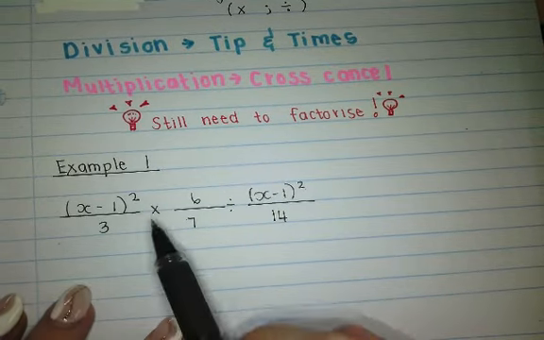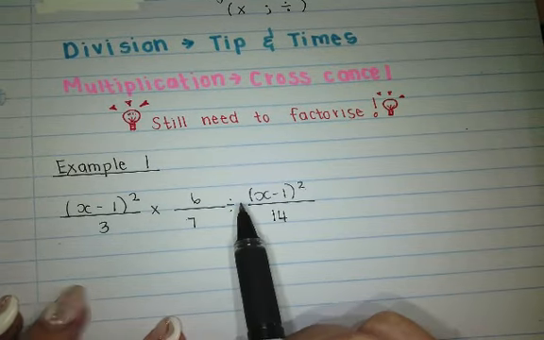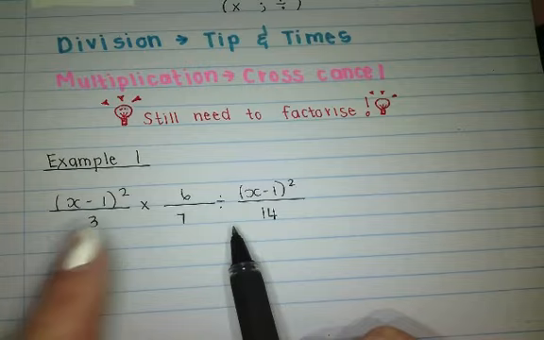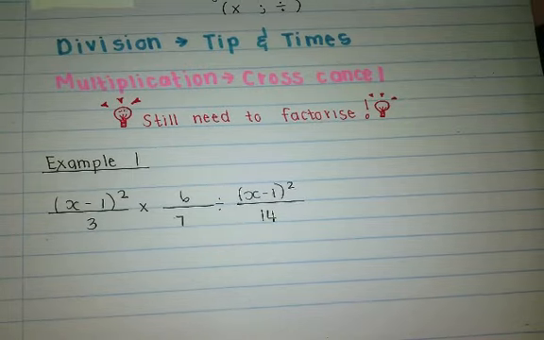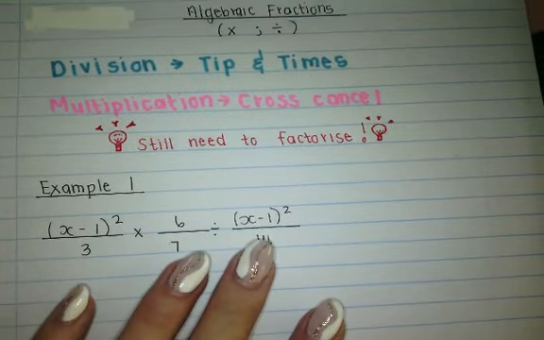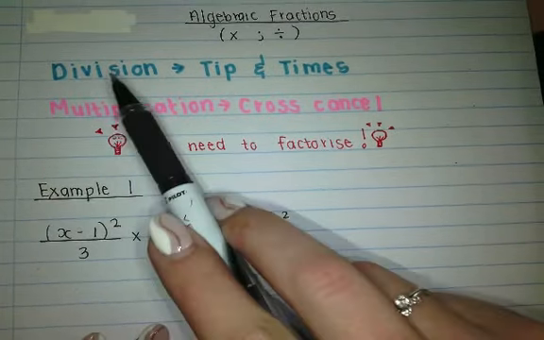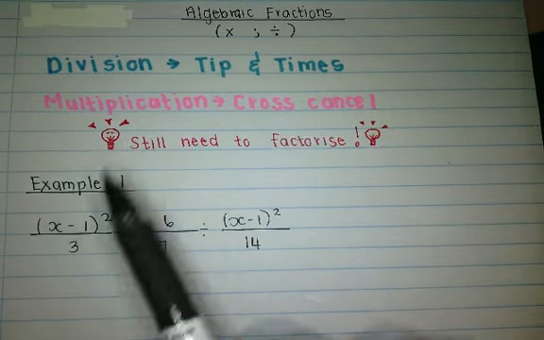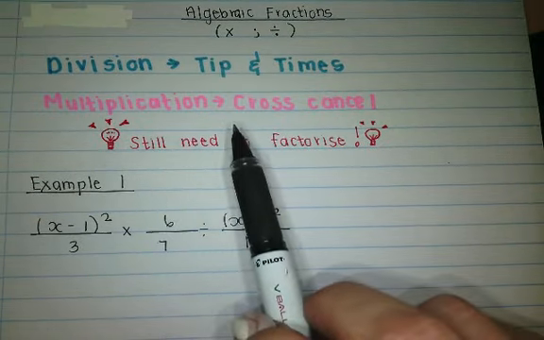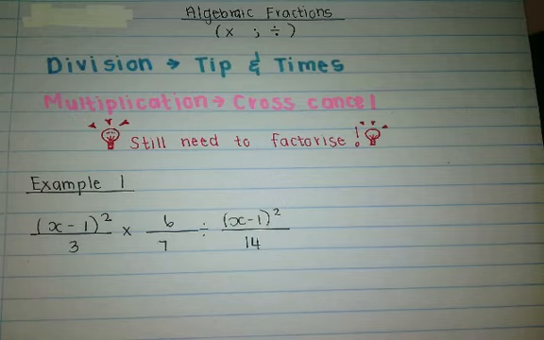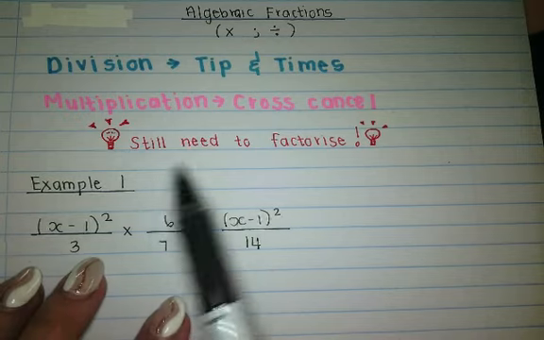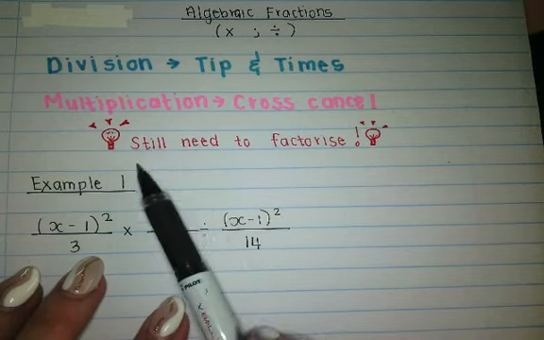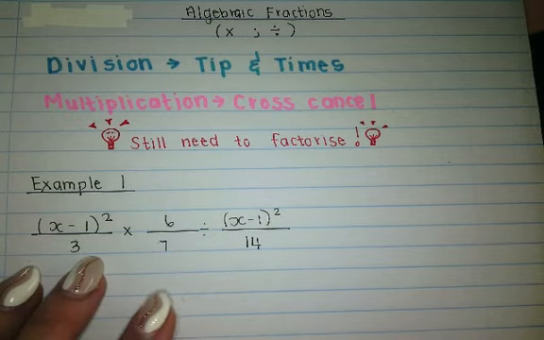Now we don't have addition and subtraction in between our terms. We now have multiplication and division. So just like I explained before, with division we're going to have to flip and times, and with multiplication we're going to have to cross cancel. Again, the rule still applies that you can't cross cancel over a plus or a minus. Something that we added is that we still need to factorize.